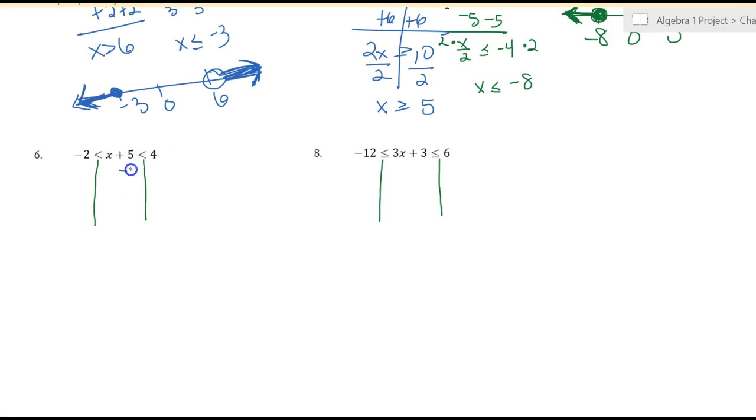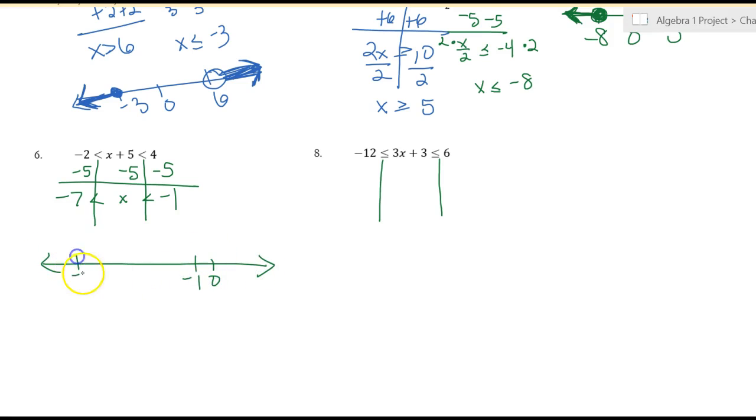Okay, so for this first one, it's only one step. You just have to minus 5 on all sides. And so you get negative 7, x, negative 1. And so at negative 7, it's open, and at negative 1, it's open. And they come together because it's a dumbbell and it's an AND problem. Also, because this says x is greater than negative 7, it went to the right. And x is less than negative 1, so it went to the left.